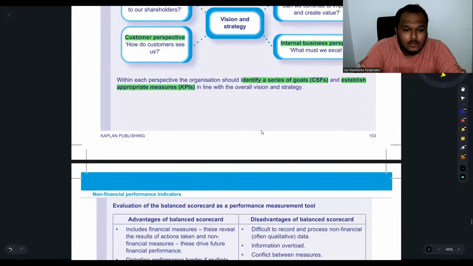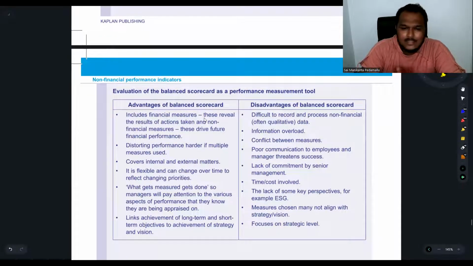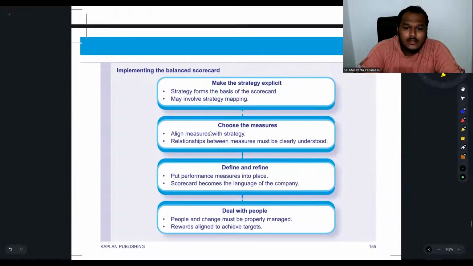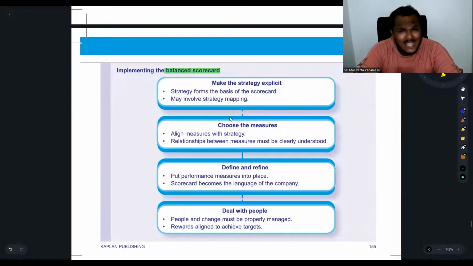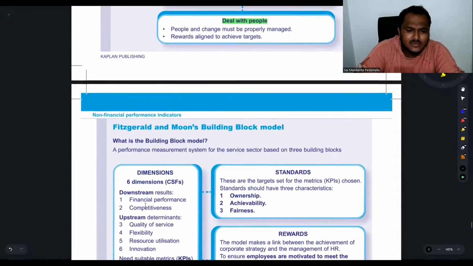Sure. So that is about your balanced scorecard. Advantages and disadvantages is left for you. Then, sir, implementing the balanced scorecard, what are the steps? Again, the same steps will be there no matter what strategy or methodology. Make the strategy explicit, make it clear, planning stage, choose the measures, define and refine. So define the KPIs, same as VBM, and then make them clear, then deal with the people involved in that. So monitoring and reviewing everything. So the same phases will be there. No matter what strategy you take, the same phases will be there.